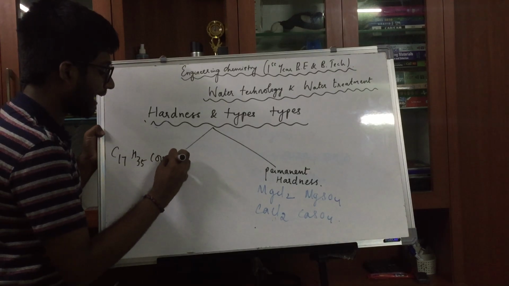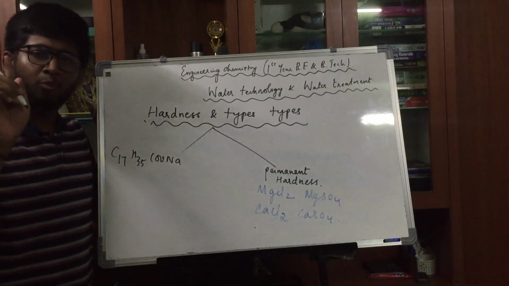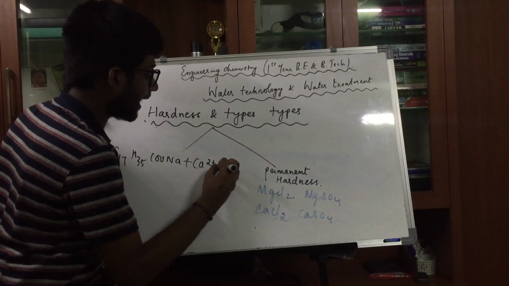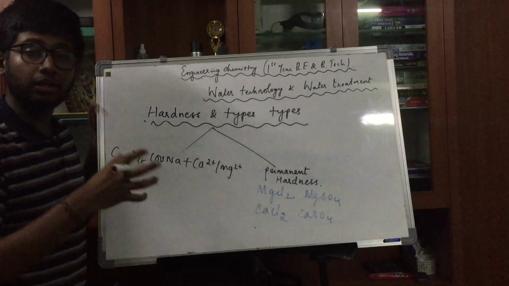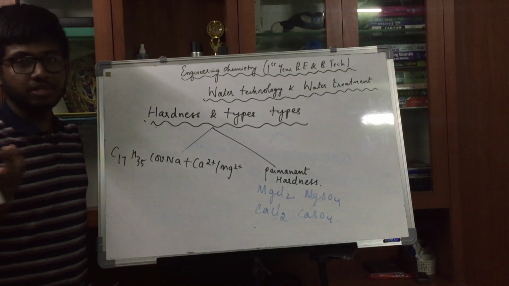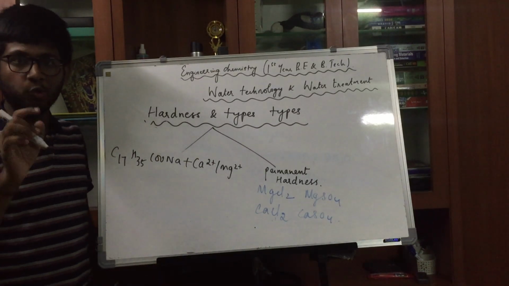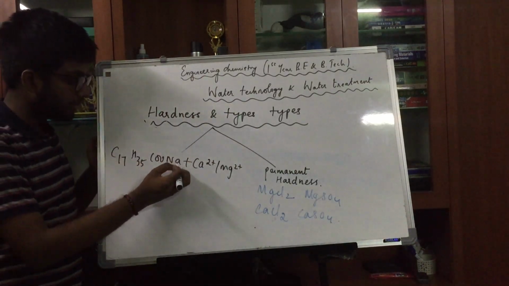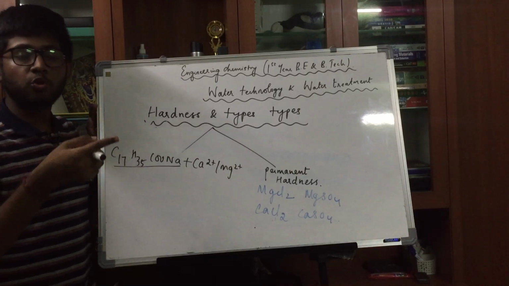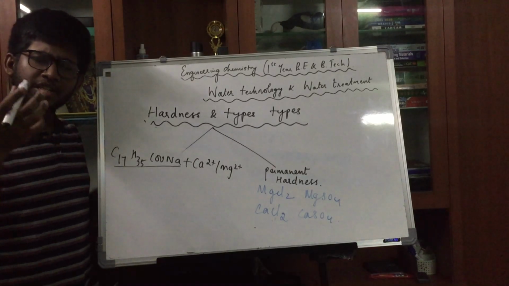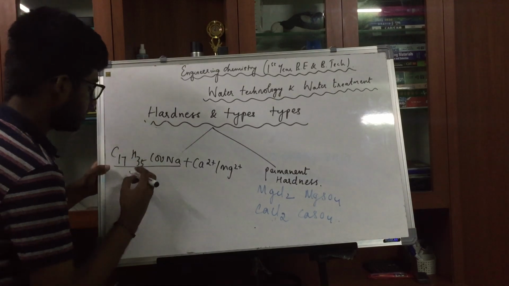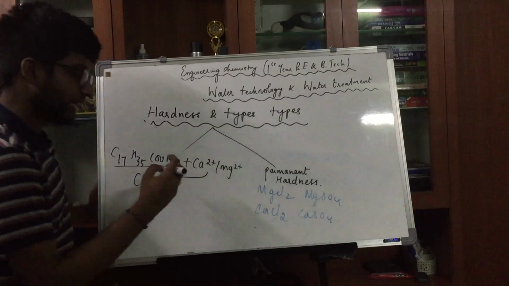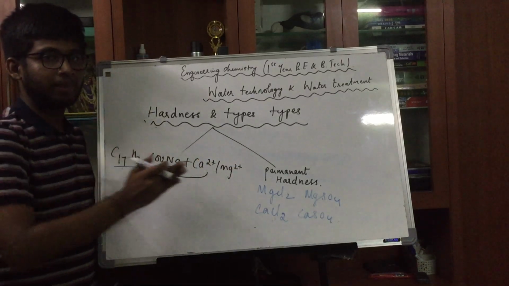C17H35COONa. This is supposed to be the chemical which is most commonly present in soap. And then you know the most common cation which is present in the salt, which is responsible for hardness. You know that. So when this cation of the salt reacts with this sodium stearate, which is a chemical predominantly present in soap, it forms C17H35. This is the reaction. And anyways, you're not supposed to write the reaction like this. It should be in a straight line.